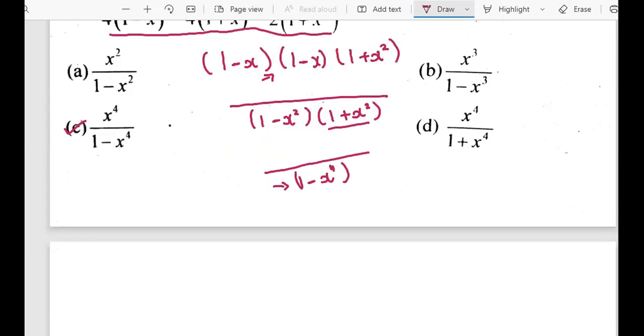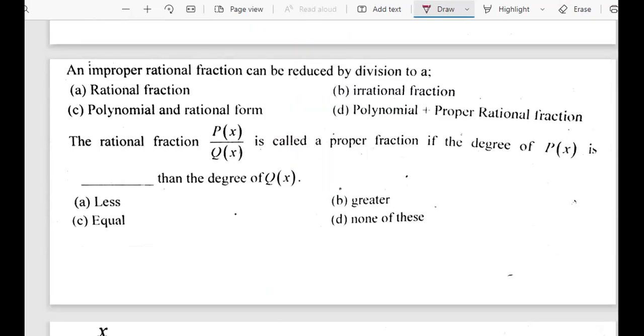Right, Zahir? One is this. So it says an improper fraction, we use division to get what? Yes. So we do long division to get what? To get a proper rational fraction, right? If we are writing it down as p of x over q of x, that would be the proper one. For example, let me take a question so you're able to understand this concept completely.